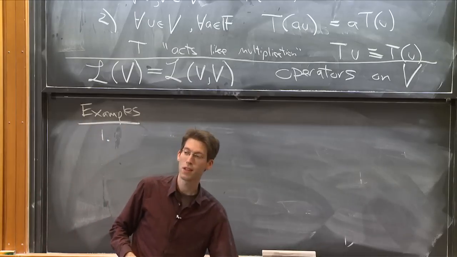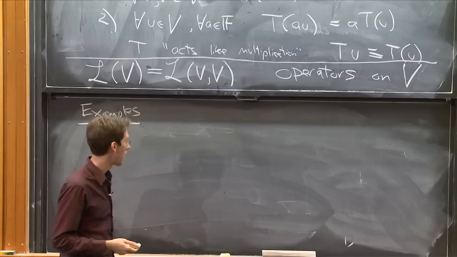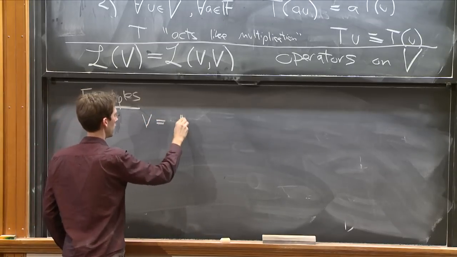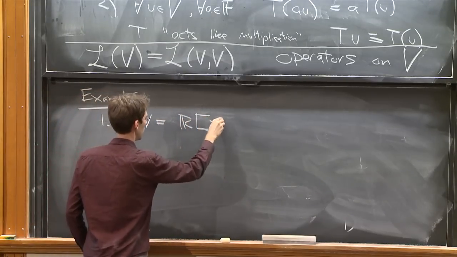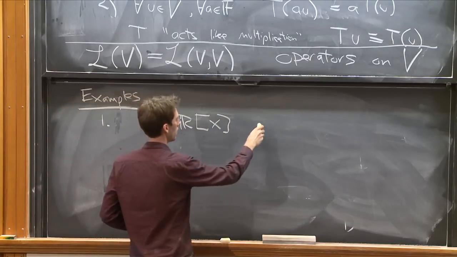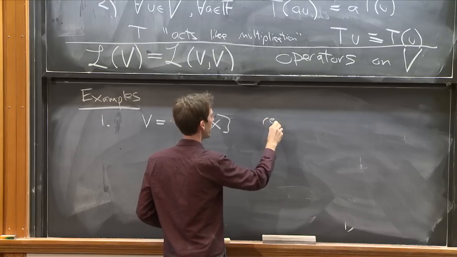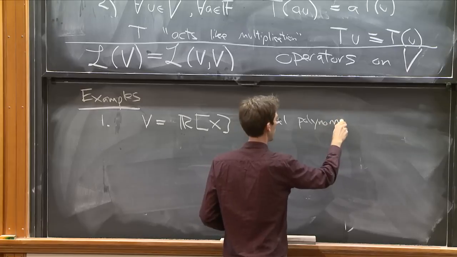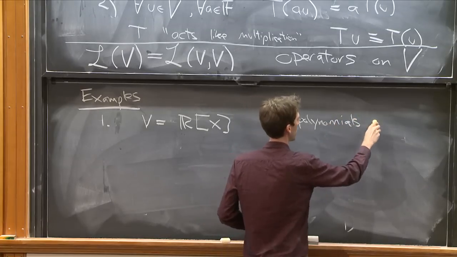Starting with some of the examples of vector spaces that you saw from last time. So one example of a vector space is an example you've seen before, but different notation. This is the vector space of all real polynomials in one variable.